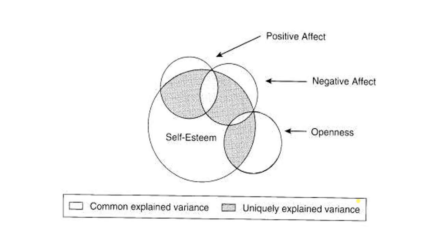This is another example. Suppose positive affect, negative affect, and now openness. Three variables are there and we are measuring self-esteem. So this white portion is the shared variance, and these are the unique variance attributable to each of the variables. This variance is explained uniquely by positive affect, this one is uniquely explained by negative affect, and this one is explained uniquely by openness. But the total variance will be the sum of all the unique variance plus these two shared variances. So this is the standard direct method or simultaneous regression equation.